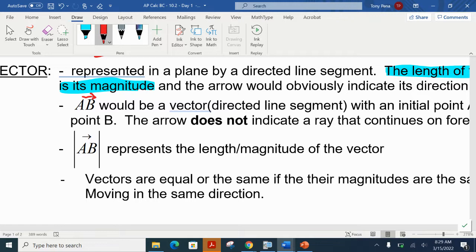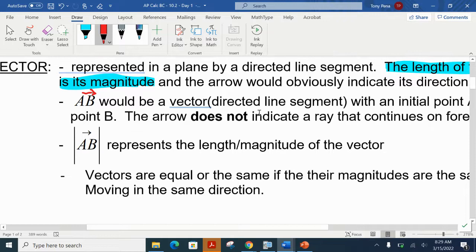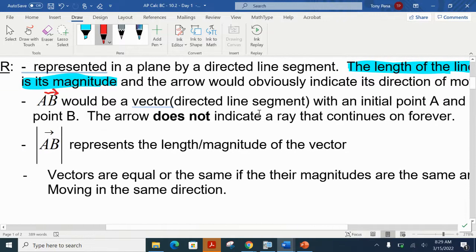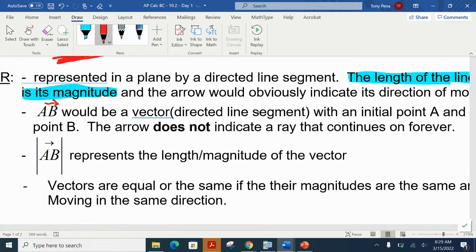that this is our direction. So you'd have A to B. It's a directed line segment with an initial point A and a terminal point B. So we don't continue on forever from A to B. In a ray, you would start at A, and then this arrow tells us we continue on forever through the point B. If it's a vector, it means we start at A, and then we finish at B.